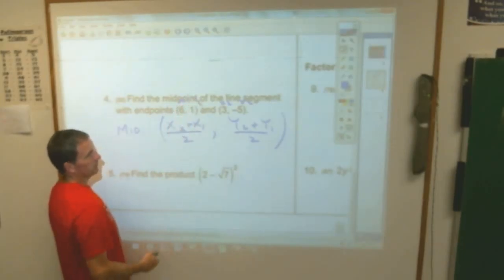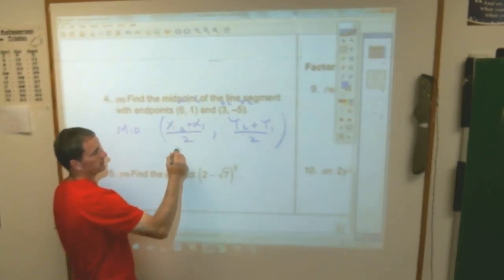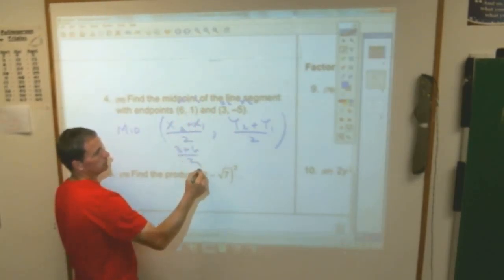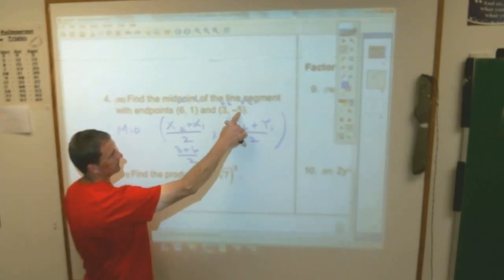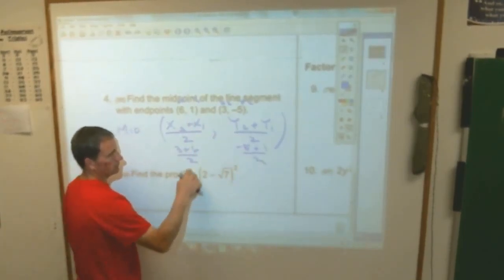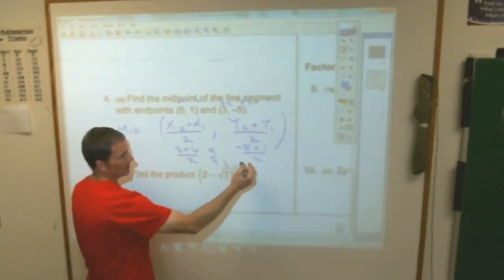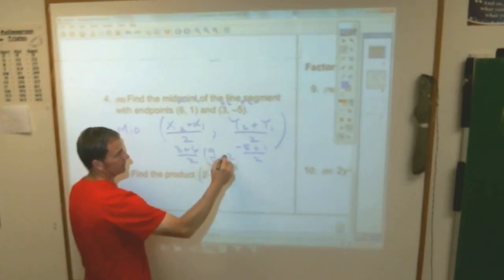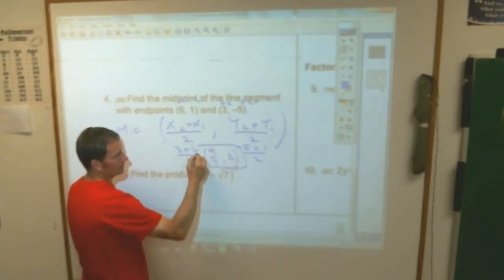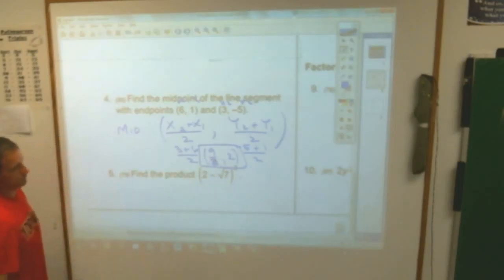So you just plug those in there. They are 3 plus 6 over 2. And the second one is negative 5 plus 1 over 2. Well, this is 9 halves, which is the first point, and this is 4 over 2, 2 for the second point. That's your answer. I'm sorry, 9 halves. Or 4 and a half.